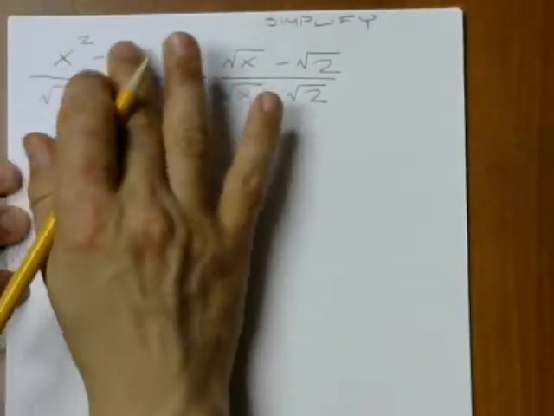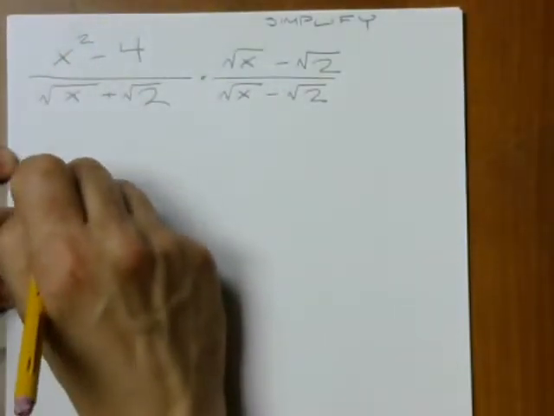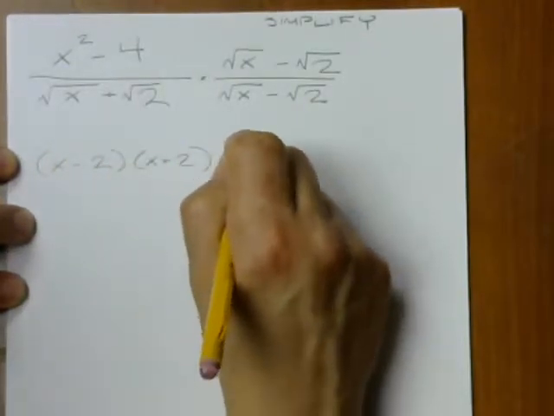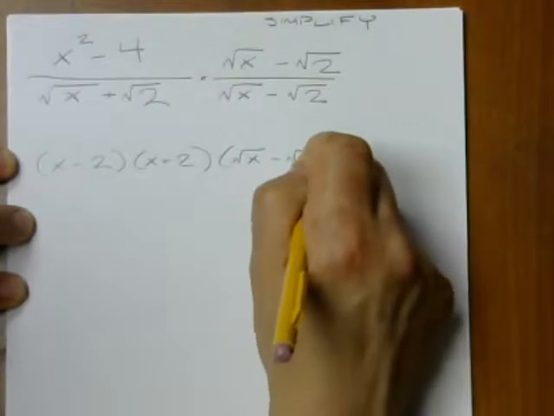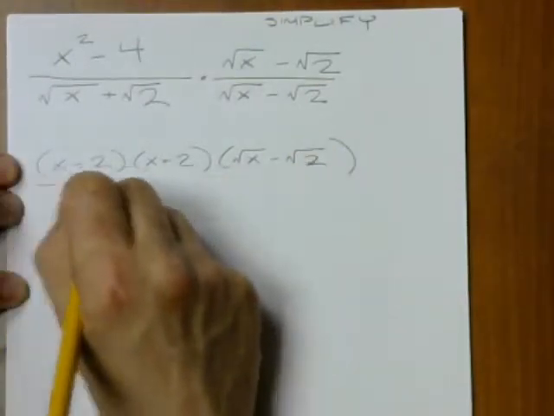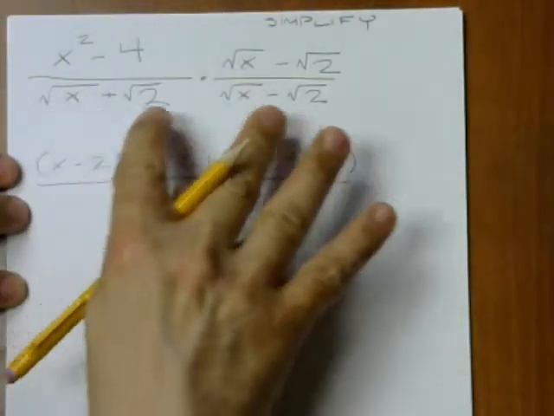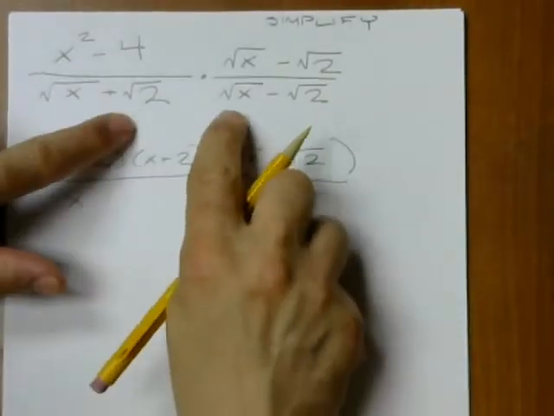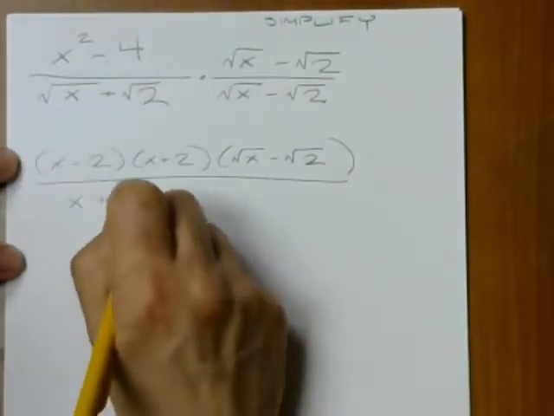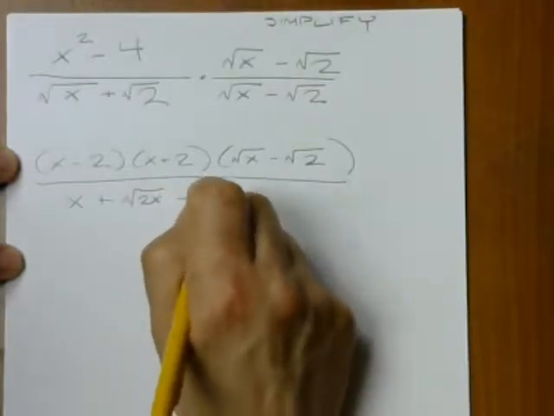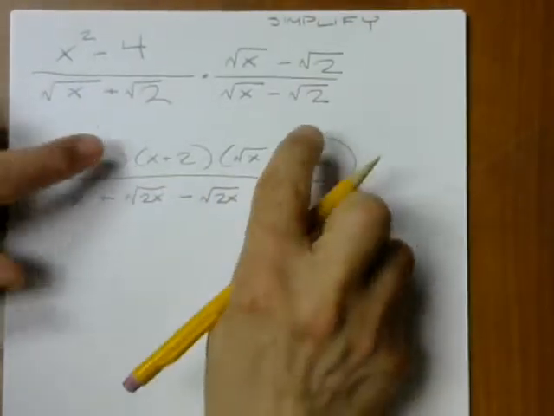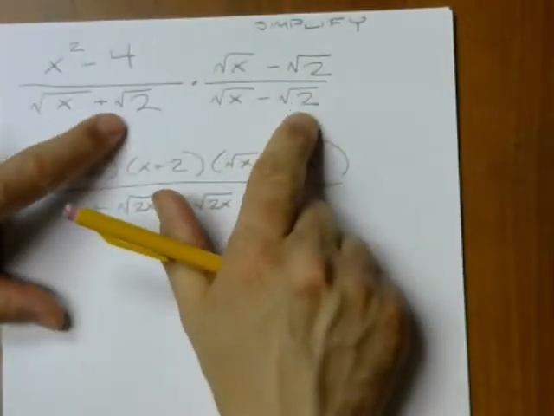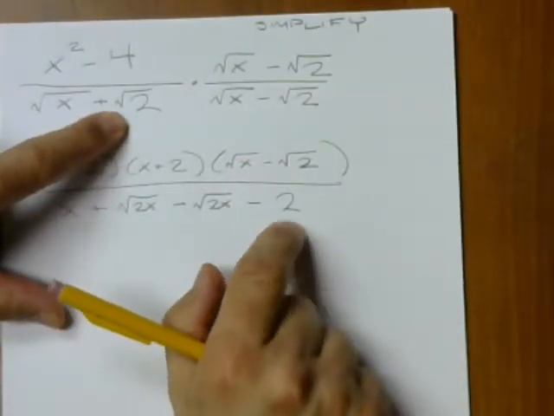There's nothing against factoring this x squared minus 4. As a matter of fact, let me do that right now. What I'm going to end up with in the top is this expression. What I'm going to end up with in the bottom is root x times root x plus root of 2x minus root of 2x, and then minus 2, because I have a minus. Root 2 times root 2 is 2.